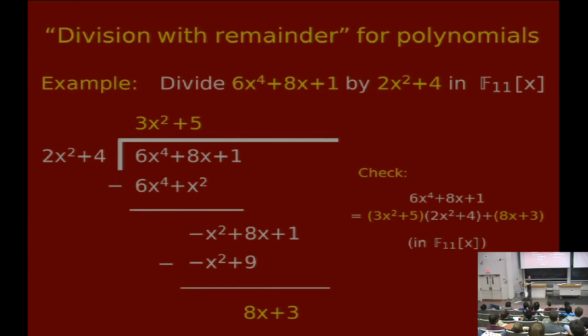I hope you got the gist of it, because it's very much like long division. And you can check that indeed the 6x to the 4th plus whatever is the quotient, 3x squared plus 5, times the divisor plus this remainder, polynomial mod 11. Any question about that computation? I'm not sure we're going to make you do stuff like this, but it's good for something I'll say later.